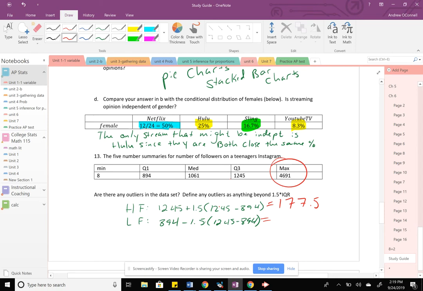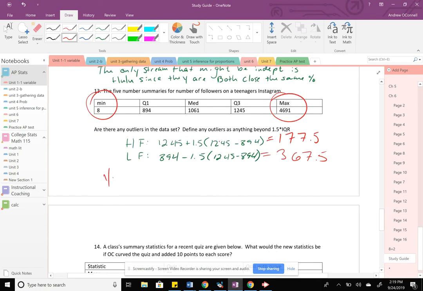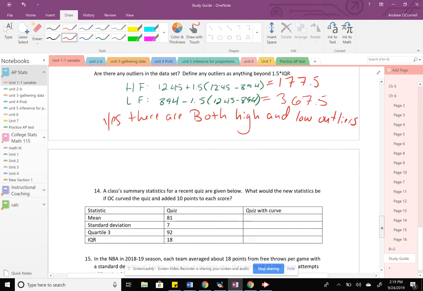Quartile 1 minus the 1.5 IQR. I got 367.5. Look at the low end. There are definitely some low outliers there. Now, this doesn't tell you how many, because there could be a whole lot above the high fence and below the max. So there could be several outliers, but we know that there are some high and some low.